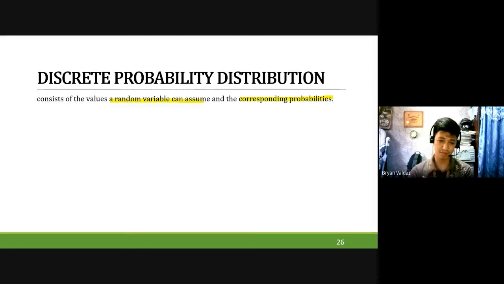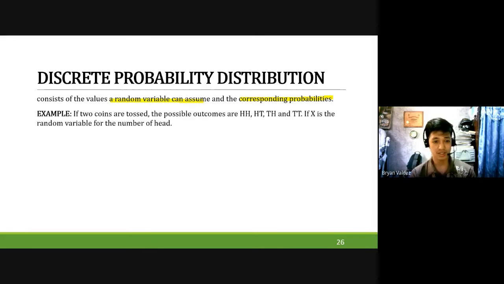Considered naman siya as probability. However, we are looking for the standard kasi between 0 and 1. Pag 0 kasi, meaning impossible na mangyari. Pag 1, meaning 100%, possible siya mangyari. So, between 0 and 1 lang yung kino-consider natin. Okay?